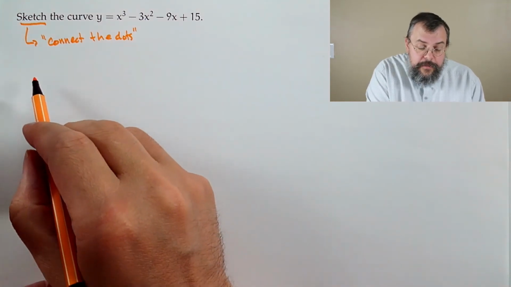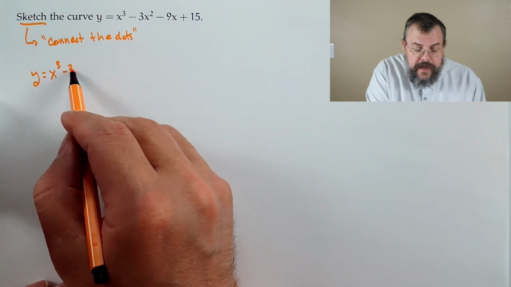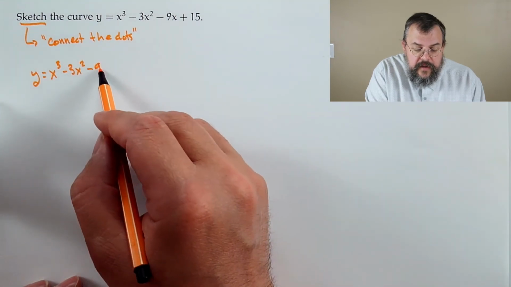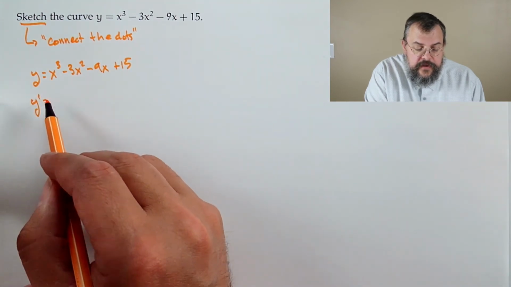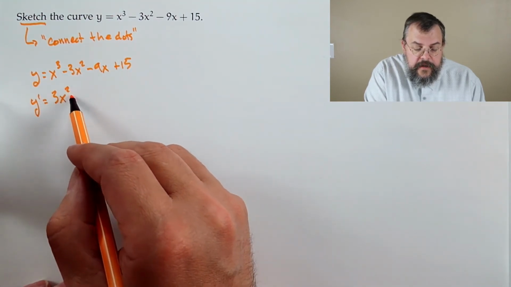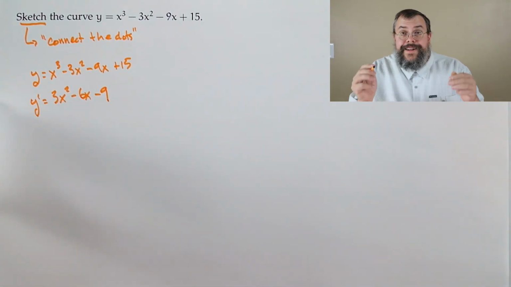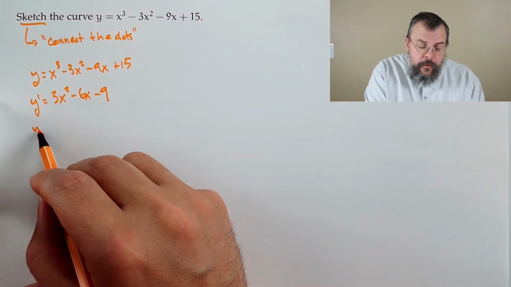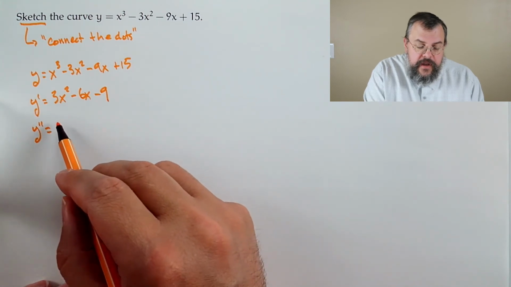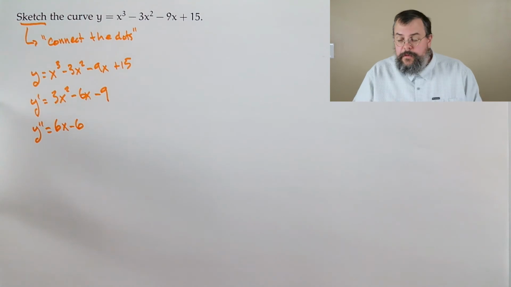So let's begin. y equals x cubed minus 3x squared minus 9x plus 15. So our first derivative is 3x squared minus 6x minus 9. All right, we've got it. Now, we'll also need our second derivative. Let's go ahead and just do it while we're in our taking derivatives mindset. 6x minus 6. Good. Now, one thing that we can see right away is that these are nice derivatives.